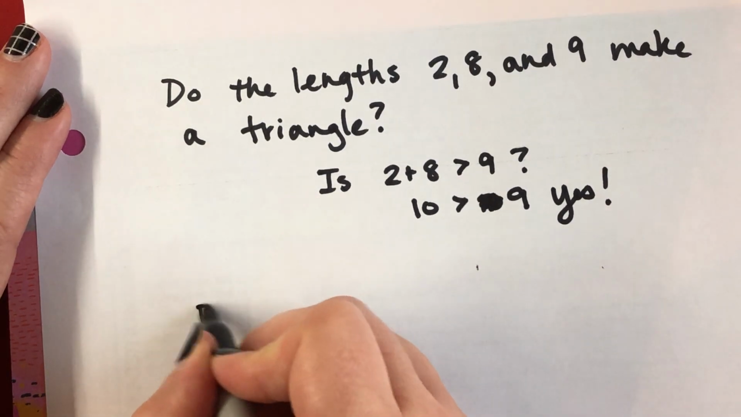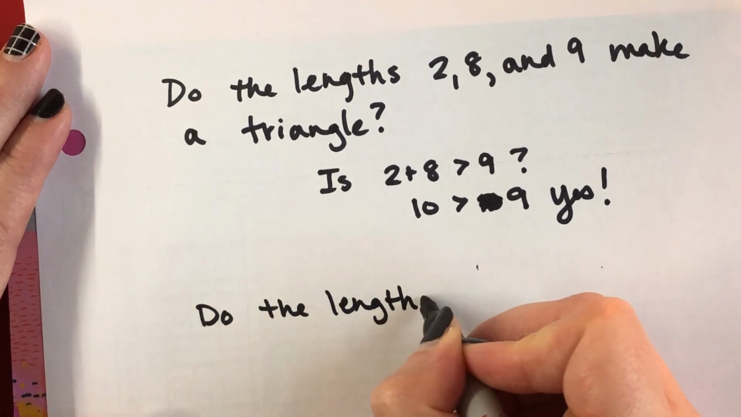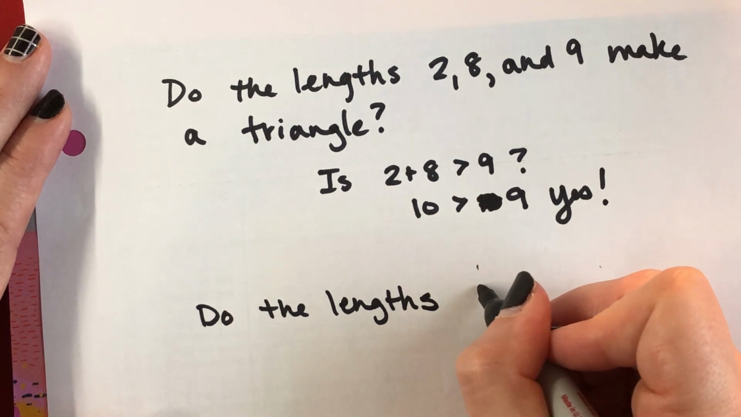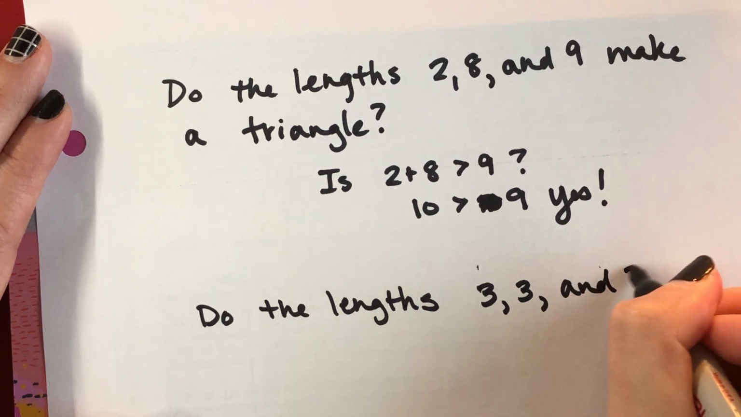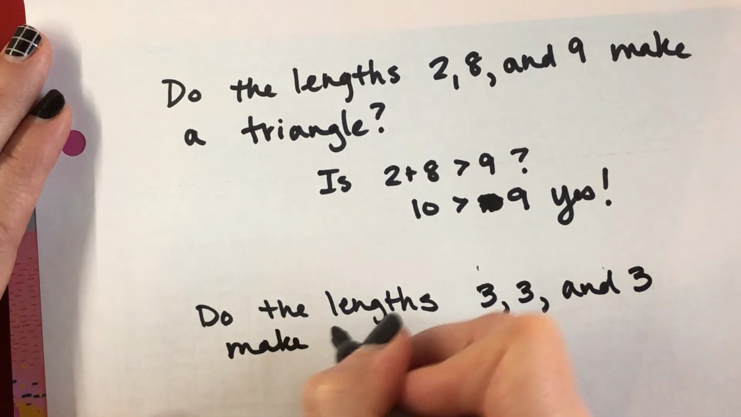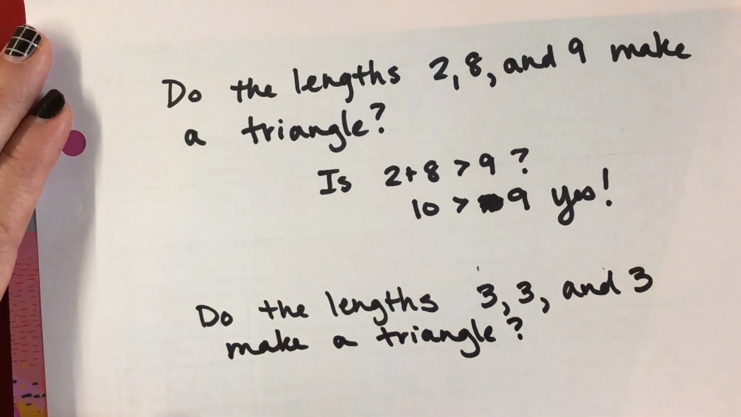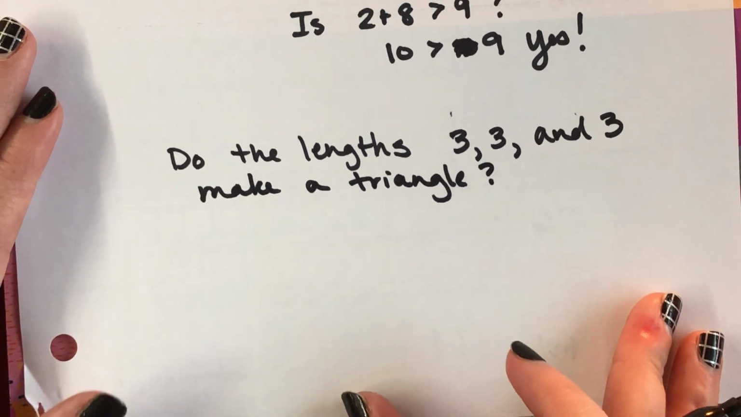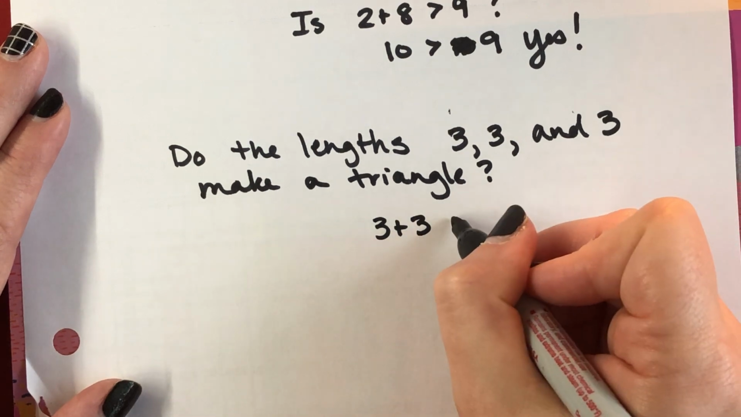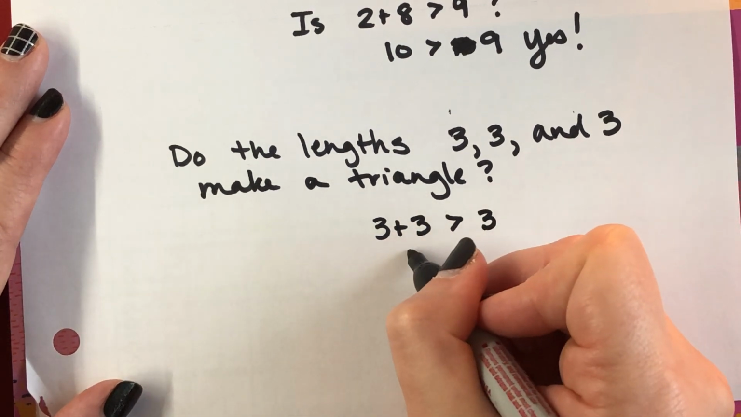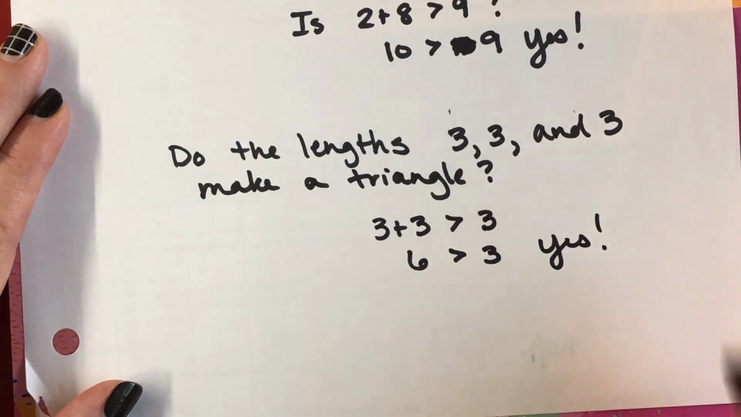So what if we look at another set of sides? So do the lengths 3, 3, and 3 make a triangle. Okay, so some students recognize right away that's actually an equilateral triangle. But again, take two of the numbers, they're all the same, add them together and see if it's greater than the third. So 6 is greater than 3, so yes, that works.